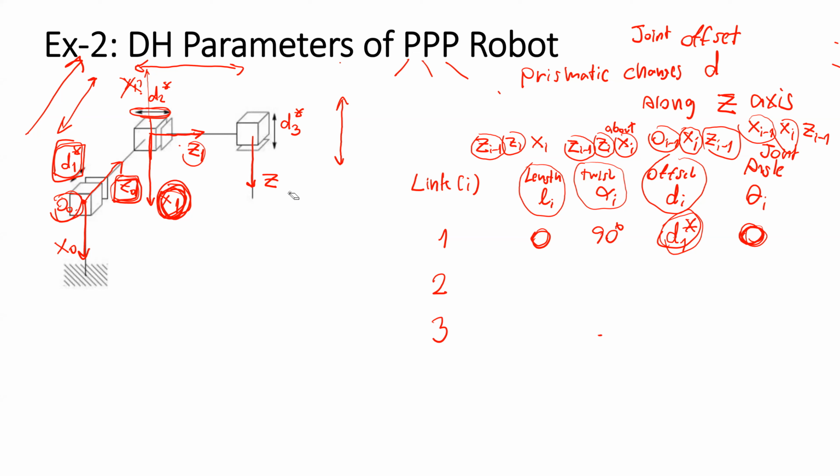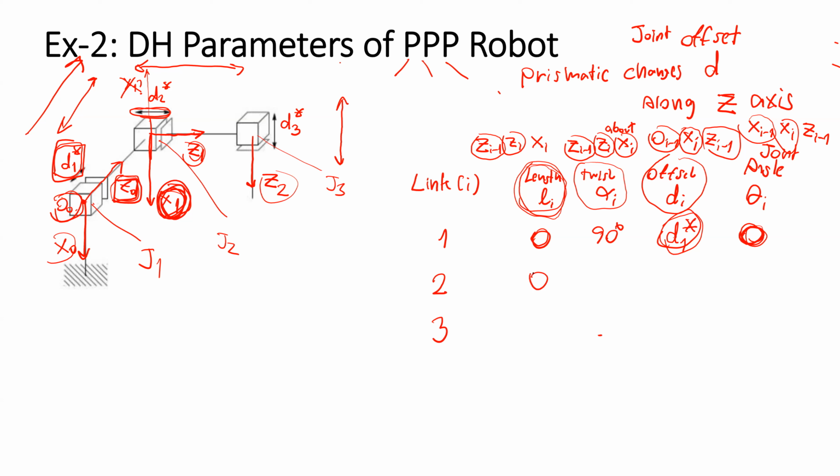I'm sorry. This is 2, not 3. And yeah, this is 2, not 3. The joint 1, frame 0, the joint 2, frame 1, and the joint 3, frame 2. Okay. The distance between C1 and C2, of course C1 and C2 intersect, so the distance will be 0.